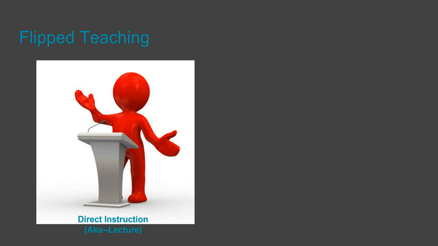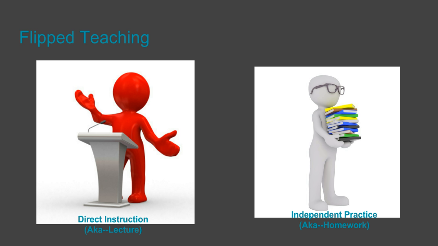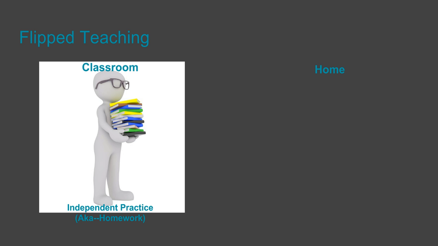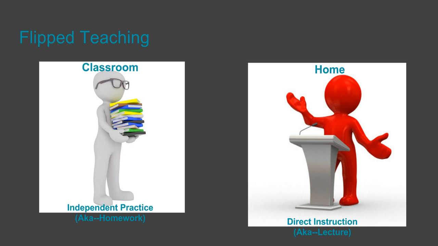Basically, this model of teaching involves two elements of instruction: your direct instruction, otherwise known as lecture, and your independent practice, which you usually know as homework. It also addresses where these two elements occur. Traditionally, lecture is seen in a classroom, and homework, as the name implies, goes home. But in a flipped model, independent practice moves into the classroom, and direct instruction goes home as homework.